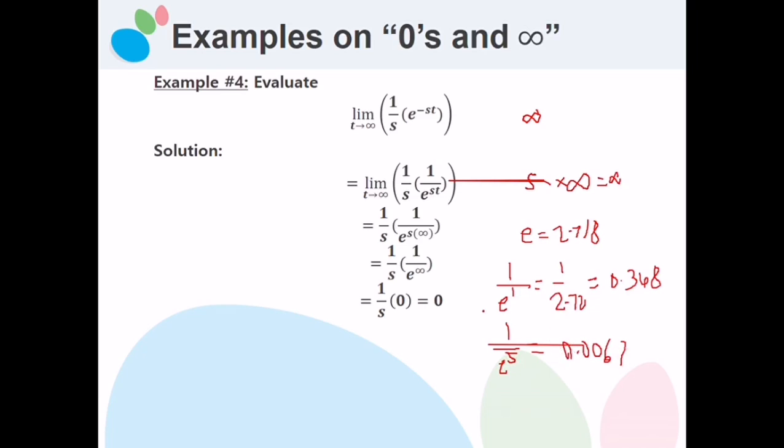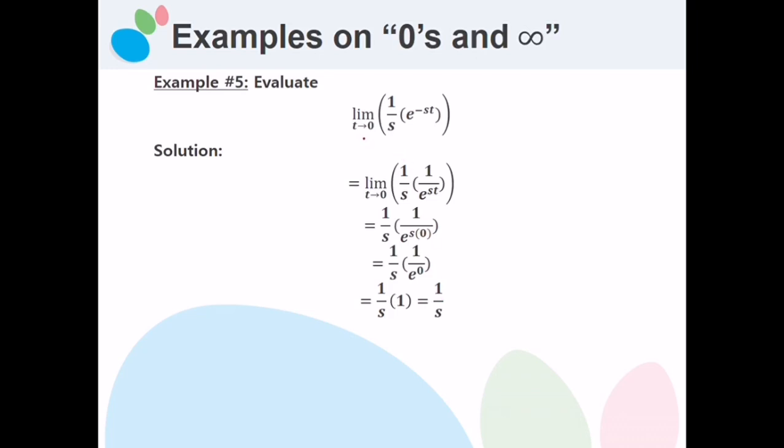So how about if the value of our infinity is much bigger than our assumed 1 and 5? It means that 1 over e raised to infinity, in practical thinking, is 1 divided by a big number, which is approximately equal to 0. So we can say that 1 over e raised to infinity is equal to 0. Therefore our answer for this example is 0. The limit of 1 over e raised to negative st, wherein t approaches infinity, is approximately equal to 0.